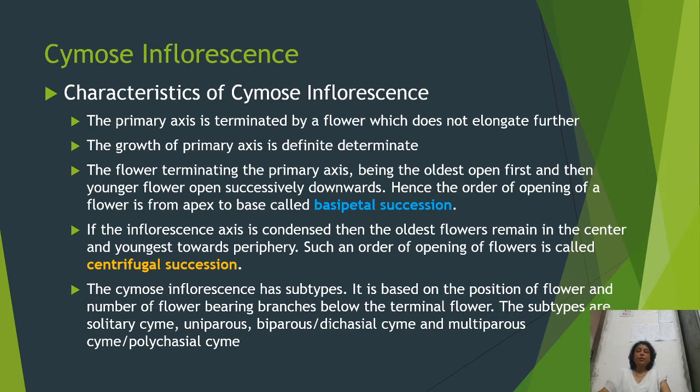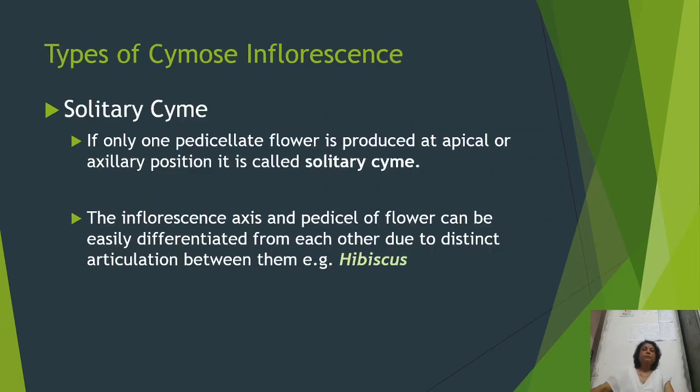In the Cymose inflorescence there are different subtypes. It is based on the position of flowers and the number of flower-bearing branches below the terminal flower. The subtypes are solitary cyme, uniparous cyme, biparous, which is also known as dichasial cyme, and multiparous, which is also known as polychasial cyme. So we will discuss them one by one.